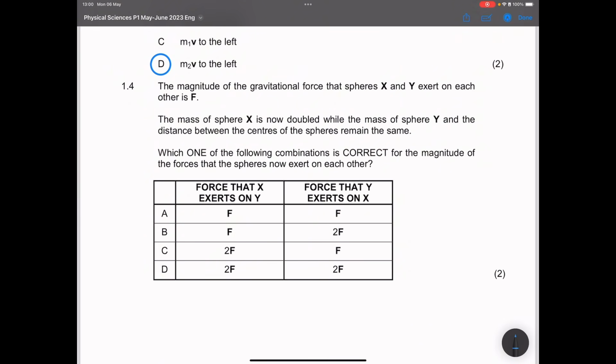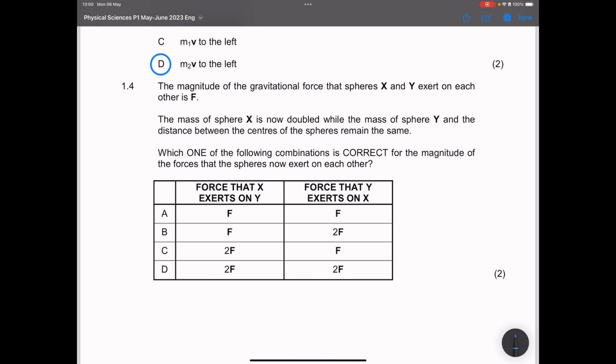While the mass of sphere Y and the distance between the centers of the spheres remains the same. Now they want to know which one of the following combinations is correct for the magnitude of the forces that the spheres now exert on each other. Remember that the forces would be equal, first of all. That's according to Newton's third law: if body X exerts a force on body Y, then body Y will exert an equal but opposite force on X.